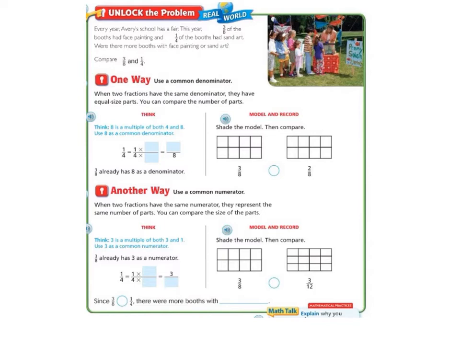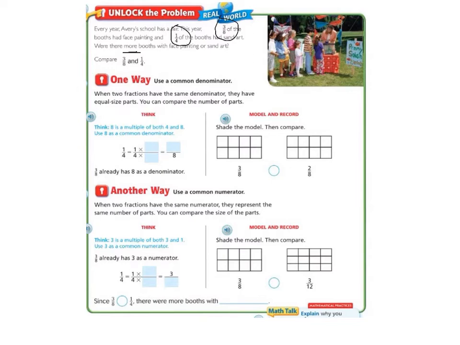Alright, today's lesson is going to seem very familiar because we're going to be changing numbers to have common denominators. The difference between this lesson and our last lesson is that we're going to then compare whether one fraction is bigger or smaller. So it says every year at Avery School Fair, they have 3/8 of the booths that are face painting and 1/4 of the booths that are sand art. And we want to know whether there are more booths with face painting or sand art.